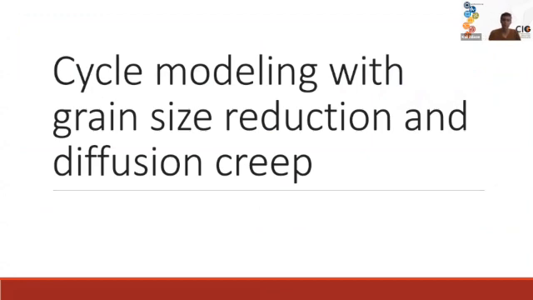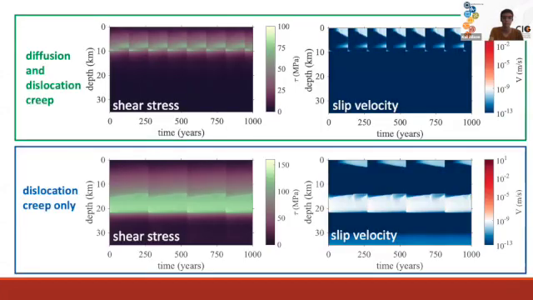And to focus on the interaction between the BDT and the seismogenic zone, I simplified the frictional parameters in this model to be only velocity weakening, and I neglected the effect of olivine in the mantle, focusing on only feldspar in the crust. So the top row shows the evolution of shear stress and slip velocity for this model with diffusion creep, in which diffusion creep is the dominant deformation mechanism. And in the bottom row is the same viscoelastic simulation with only dislocation creep included.